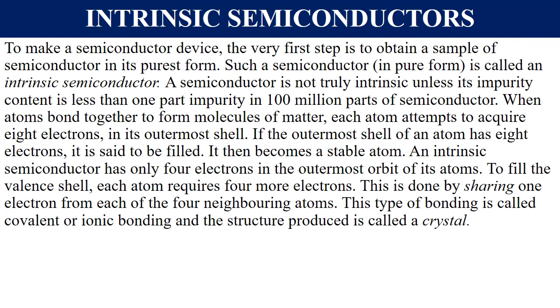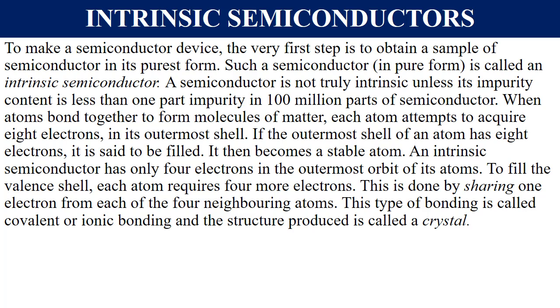What basically is an intrinsic semiconductor? An intrinsic semiconductor is a semiconductor in its purest form. In other words, one part in every 100 million parts. That means one impurity to every 100 million parts of the pure semiconductor. That is an intrinsic semiconductor.